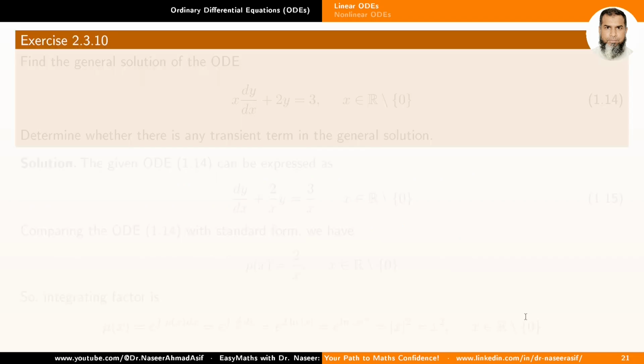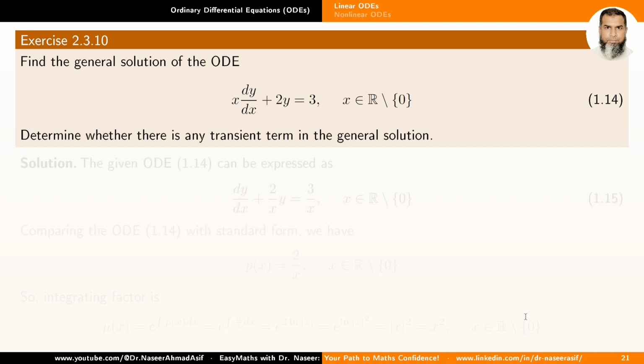We'll see another exercise. Find the general solution of the ODE x dy by dx plus 2y is equal to 3, where x belongs to R other than 0. Determine whether there is any transient term in the general solution.